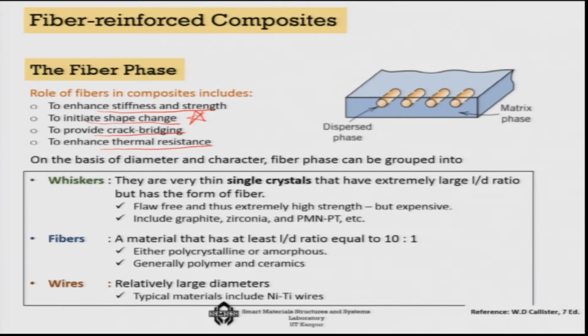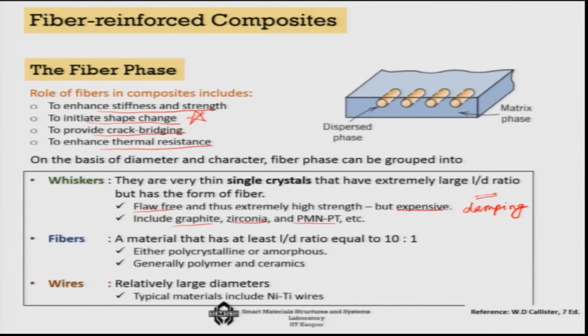Now, these fibers can be of three different forms. If the L by D ratio is very small, then we call them whiskers. These whiskers are actually flaw free, so they have high strength, but they are expensive. There is graphite as whiskers, zirconia as whiskers, PMN-PT as whiskers, and they are generally used for structural damping. These are very good also for strength improvement, etc.